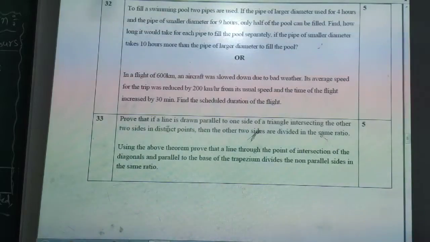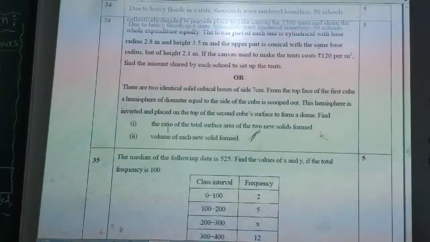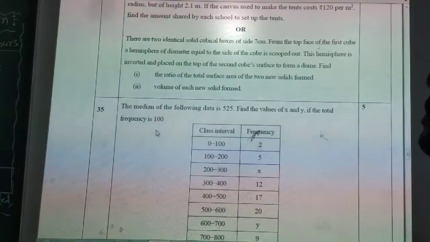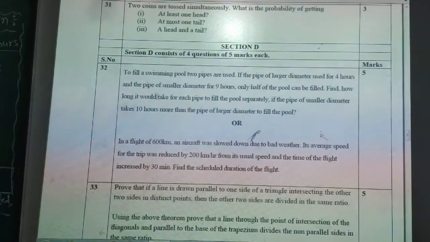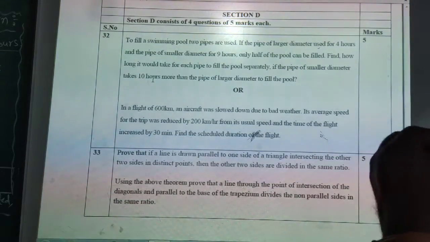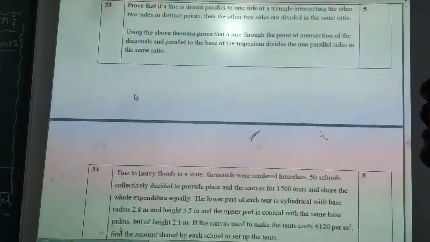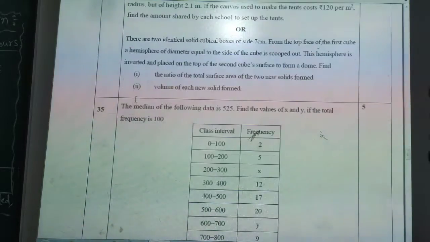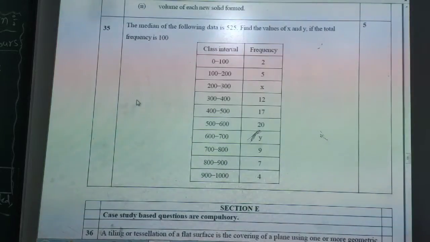Come to the next section, that is section D. Section D consists of 4 questions of 5 marks each. Of these, 2 questions will have choice. Question 32 has choice. Next, question 34 has choice. Then 35.